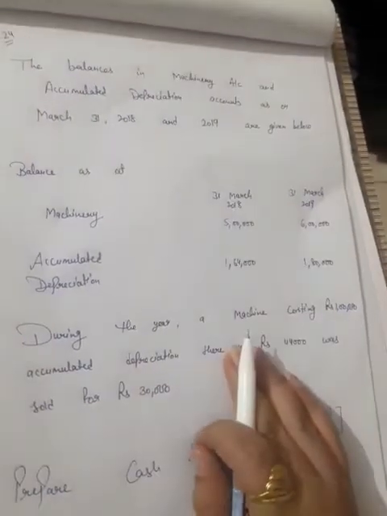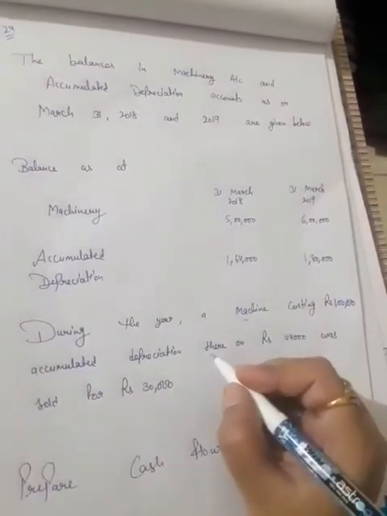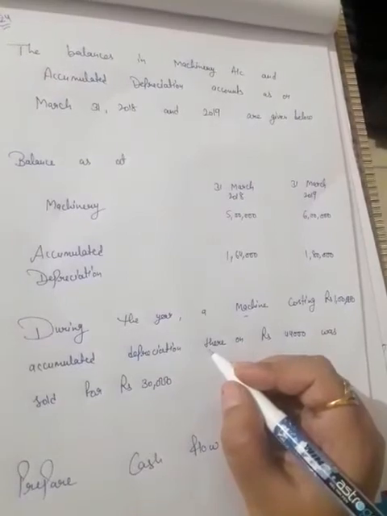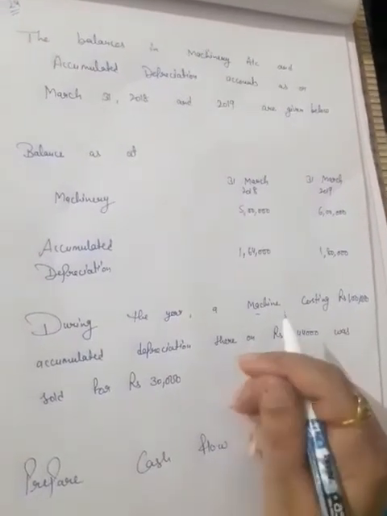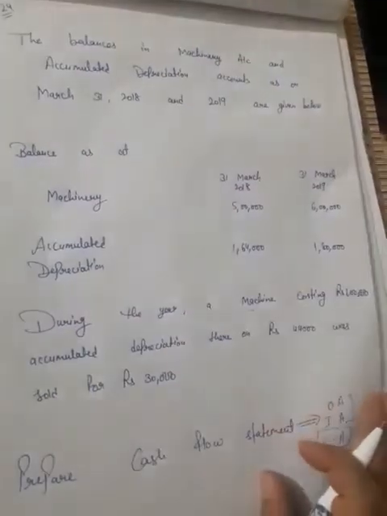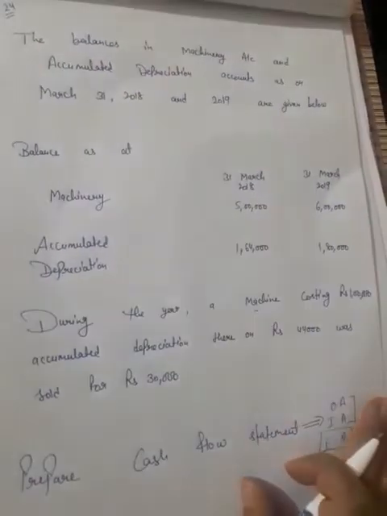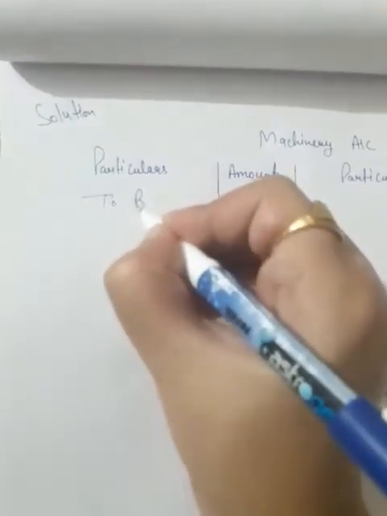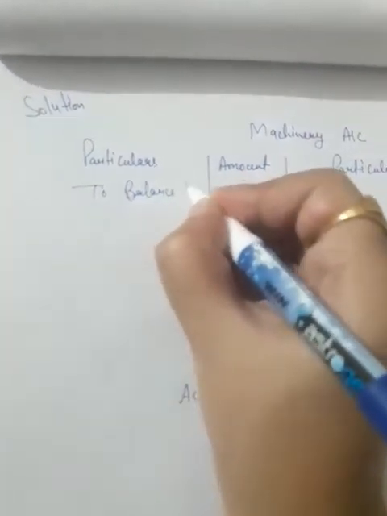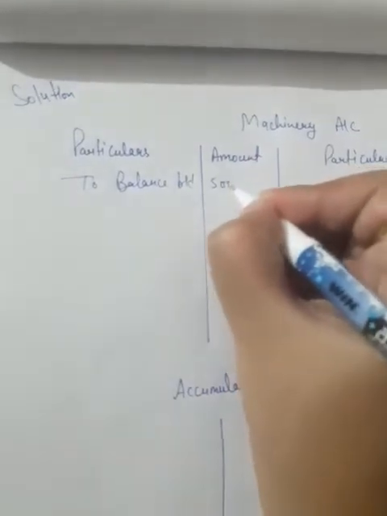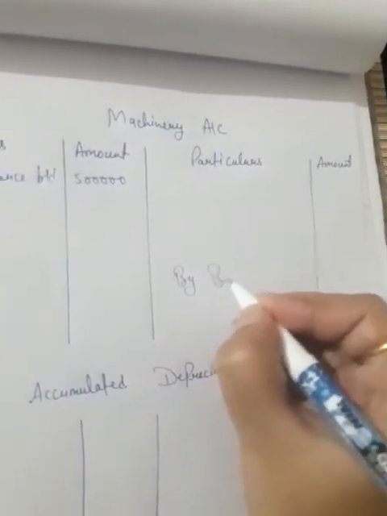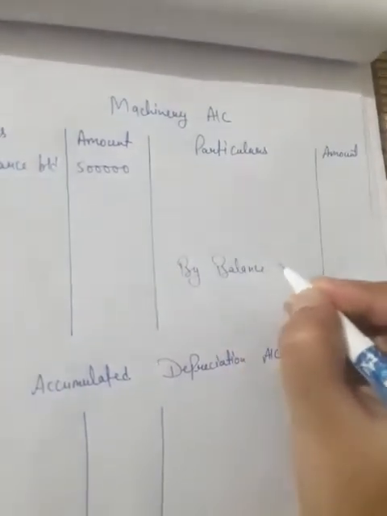Because there is additional information regarding machinery, that is important, we will prepare a separate account for machinery for calculation of purchase amount or sale amount. So the opening balance of machinery is 5 lakh, the closing balance of machinery is 6 lakh. This is the format of the machinery account. So the opening balance of machinery is 5 lakh, the closing balance of machinery is 6 lakh.